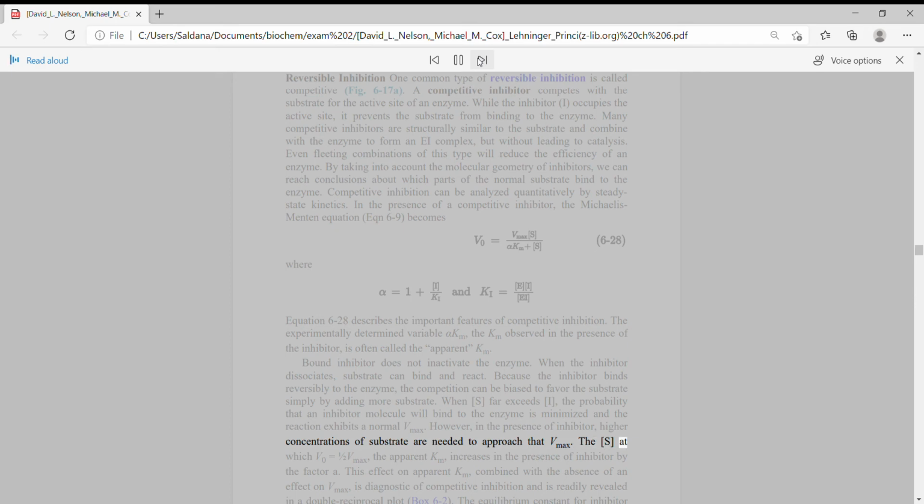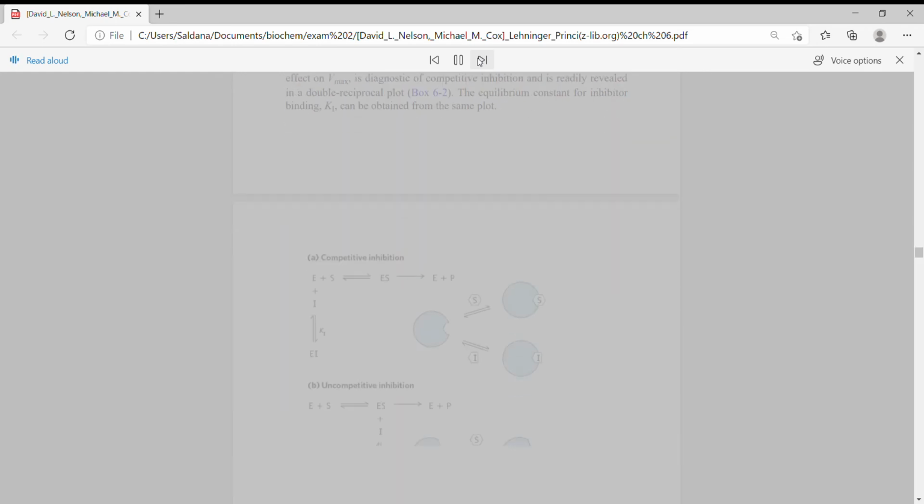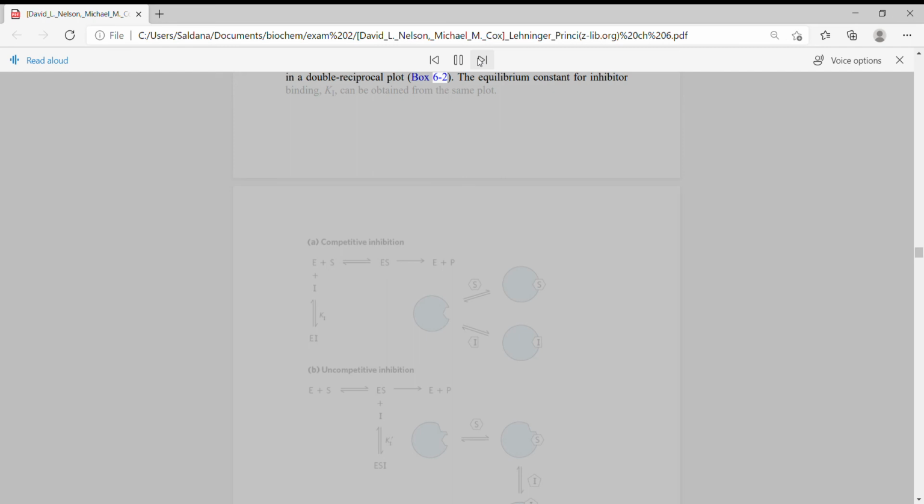The [S] at which V0 equals 1/2 Vmax, the apparent Km, increases in the presence of inhibitor by the factor alpha. This effect on apparent Km, combined with the absence of an effect on Vmax, is diagnostic of competitive inhibition, and is readily revealed in a double-reciprocal plot, Box 6-2. The equilibrium constant for inhibitor binding, Ki, can be obtained from the same plot. Figure 6-17. Three types of reversible inhibition.